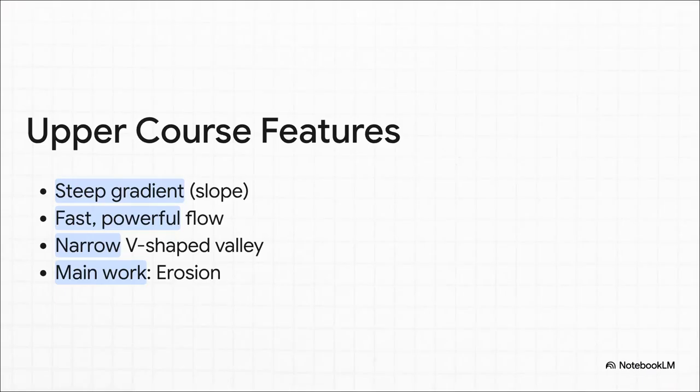So what does a young river actually look like? Well, the key is the steep gradient, or the slope. Gravity is just yanking that water downhill with incredible force, making the flow super fast and really powerful. All this energy is focused on one primary job: erosion. This river isn't flowing around things, it's carving straight through them, creating these classic, narrow, V-shaped valleys.